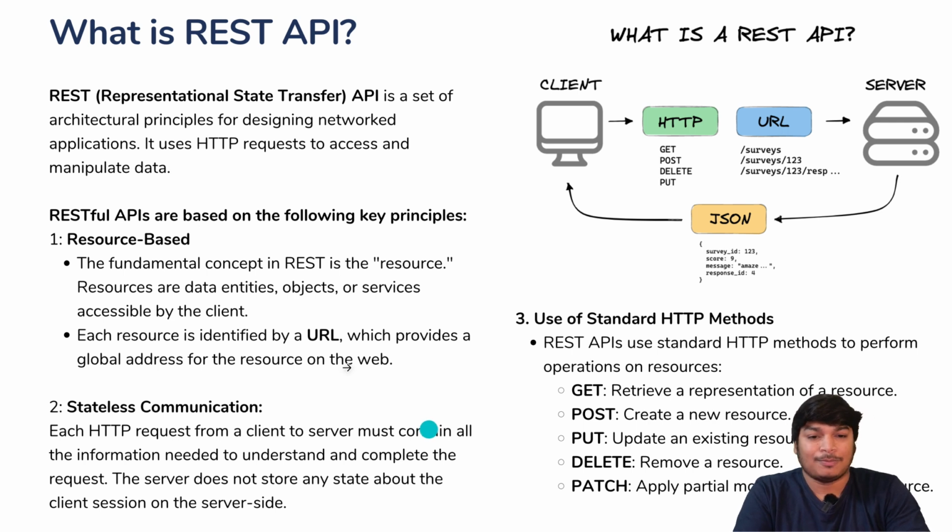Okay. And the third principle is the use of standard HTTP methods. That is, the REST API uses HTTP methods to perform operations such as GET to retrieve data, POST to create a resource, PUT to update an existing resource, DELETE to remove an existing resource, or PATCH to apply some partial modification to an existing record. Okay. Now let me show you how you can build a REST API in GoLang.